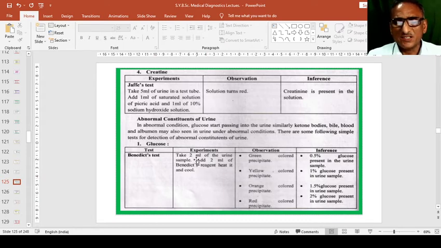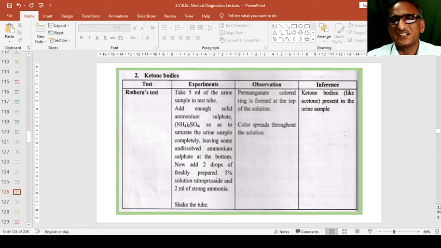In the glucose test, Benedict's test, four colors appear. If you add Benedict's reagent to 2 ml of urine, these four colors are given. If a green color appears, 0.5% glucose is present in urine. If a yellow color appears, 1% glucose is present. If an orange color appears, 1.5% glucose is present. And if a red color appears, it is dangerous, as 2% glucose is present in urine. So a diabetic or glycosuria patient is indicated. In this way we can detect glucose in urine.